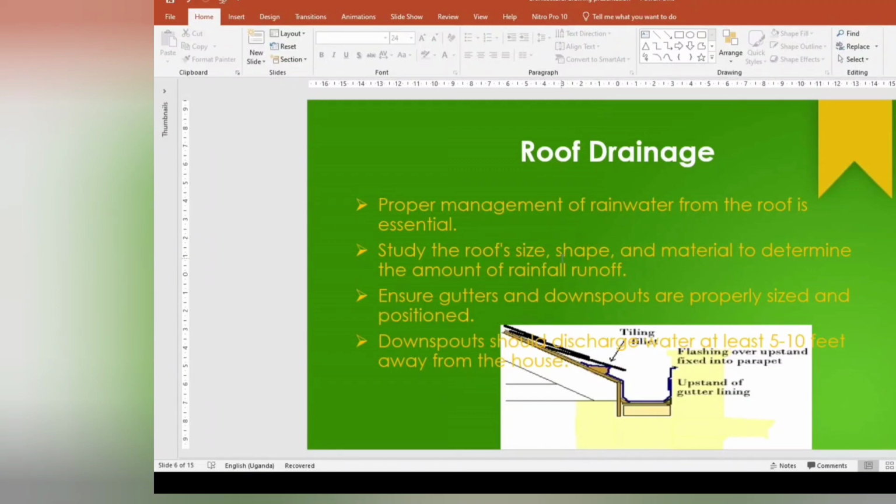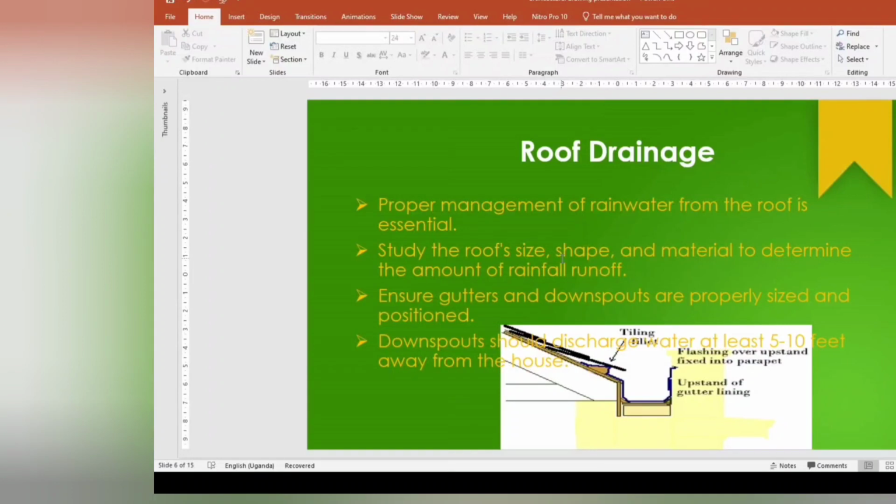Study the roof size, shape, material to determine the amount of rainfall runoff. Meaning, if you don't know the type of the roof you're going to design, someone may not be knowing what he or she is doing. So one should first know the type of roof he or she is going to design for the client. You know the size, you know the shape. If the curves are involved, you must know how the runoff will be achieved according to that shape.